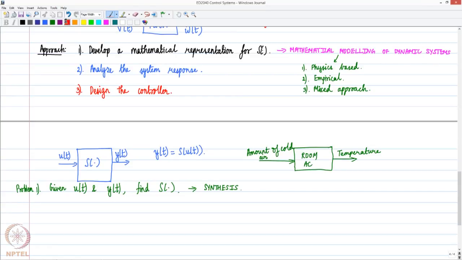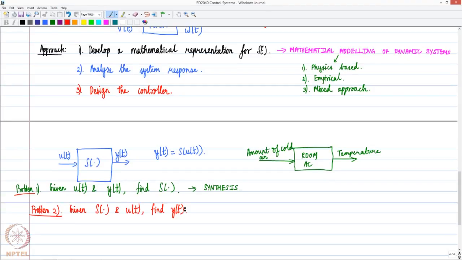Once I do this first problem of synthesis, I can go and do problem number 2, which is the following. Given the mapping S, and given a particular input u of t, find y of t. Suppose I have a mathematical model for the temperature of air in this room, equipped with an air conditioner. Tomorrow, let us say I want to change the air conditioner, and I have 5 choices. I know the capacity of blowing cold air into the room of all the 5 ACs.